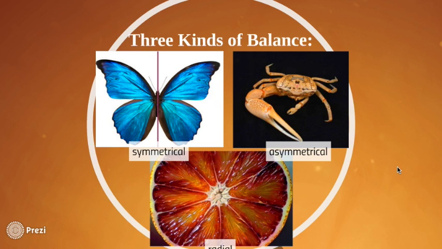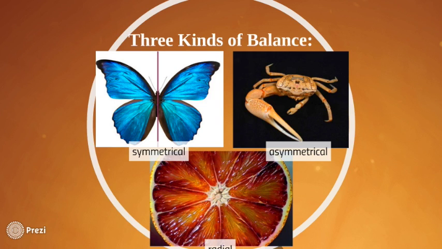Now check out the crab. Obviously, he's been doing a lot of weightlifting with one arm, not so much with the other. If we put a line of symmetry down the middle of that picture, it would not be the same on both sides. It would be what's called asymmetrical.